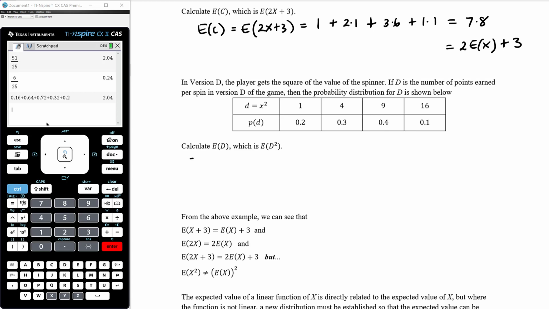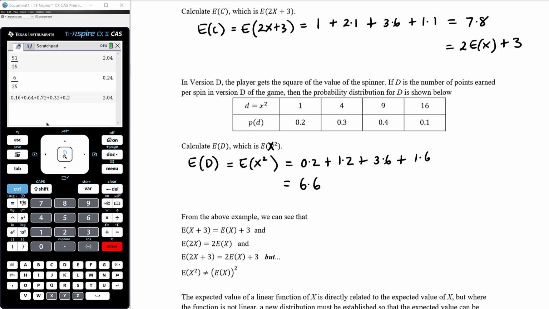We want to work out the expected score when we play version D, so the expected value of D, which is, sorry, that should be an x there, which is equivalent to the expected value of x squared. Okay, so again, we're doing 1 times 0.2 plus 4 times 0.3, so that's 0.2 plus 1.2, plus 9 times 0.4 is 3.6, plus 16 times 0.1 is 1.6. Alright, and adding those up, that is 6.6.